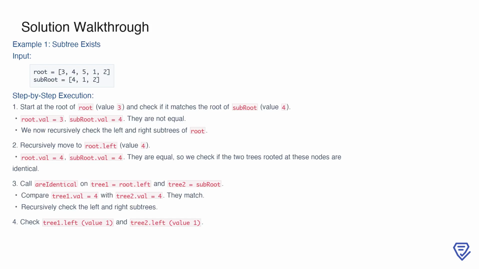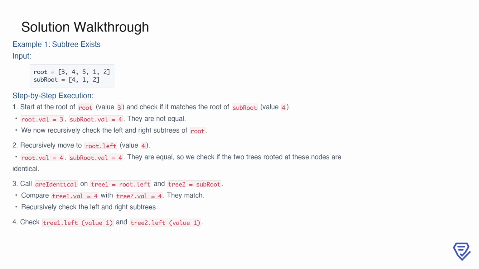In this first example, we are given a root tree with values 3, 4, 5, 1, 2, and a subroot tree with values 4, 1, 2. We start by checking the root of the root tree, which has a value of 3, and compare it to the root of the subroot, which has a value of 4. Since these values do not match, we proceed to check the left and right subtrees of the root.